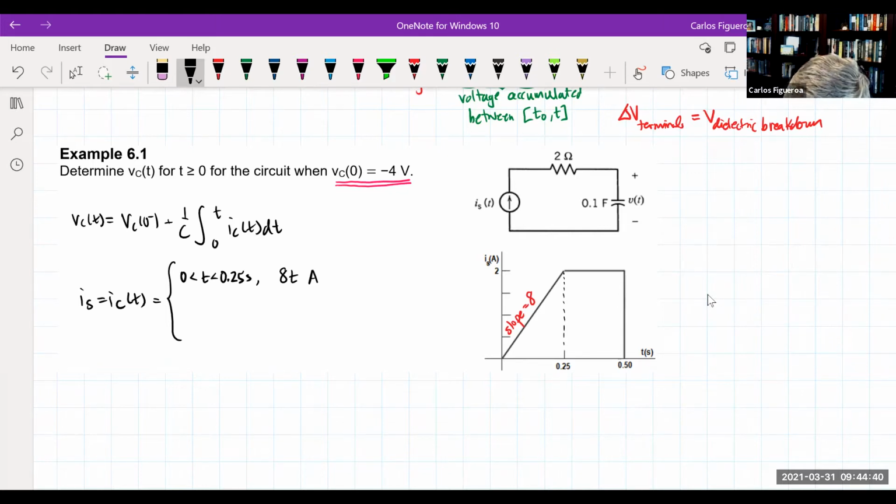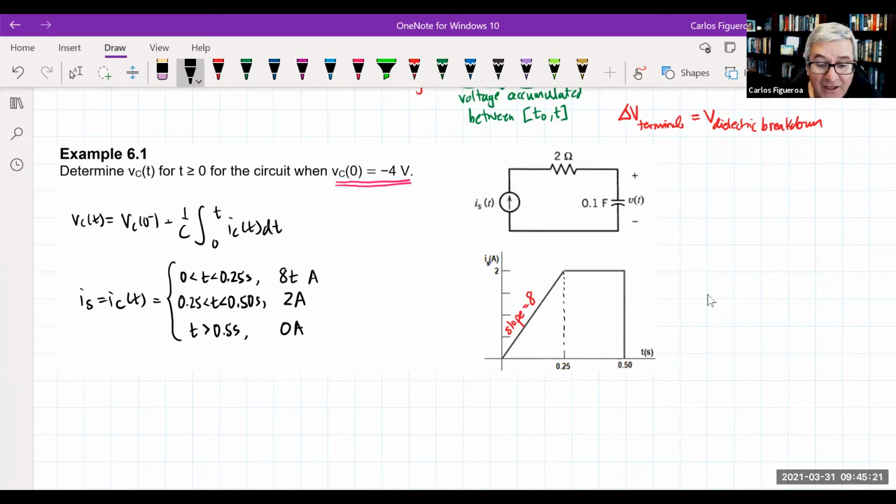And then from a quarter to half a second, it's now a constant and it's a clear 2 amps. And then, of course, for t greater than half a second, the current goes to 0 here. So maybe I should put that in. If I move this up here, I could just say for t greater than half a second, we see that this is now 0 amps.